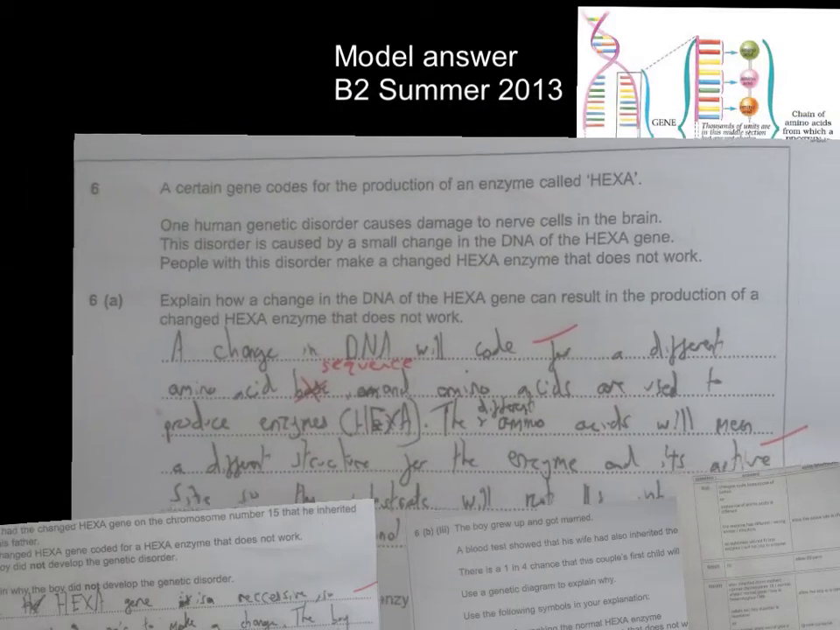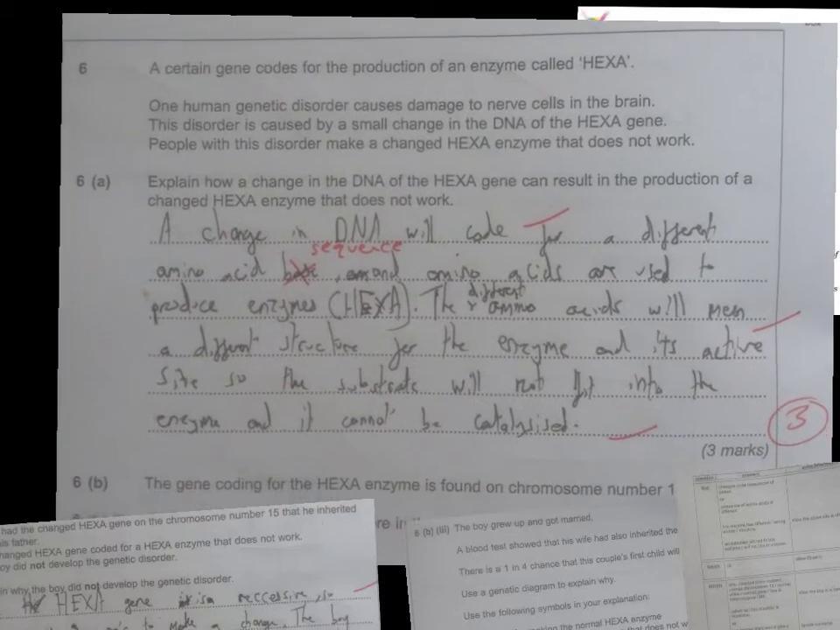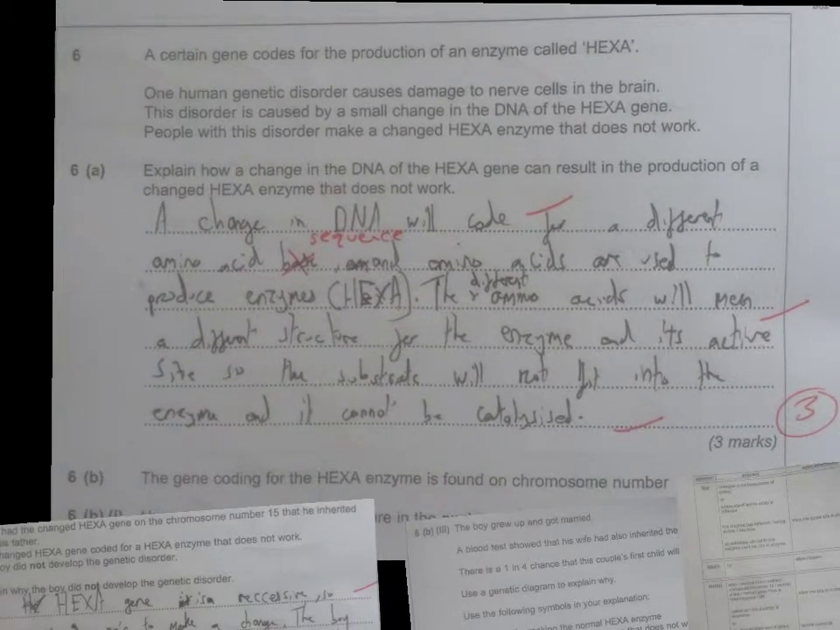Right, so we're going to have a look at this question, which is from summer 2013 for B2, and it's the question you've been stuck on about the Hexa gene. It tells us that a gene codes for the production of an enzyme called Hexa. As you know, enzymes are made out of protein, and proteins are coded for by genes. And this is about genetic disorders.